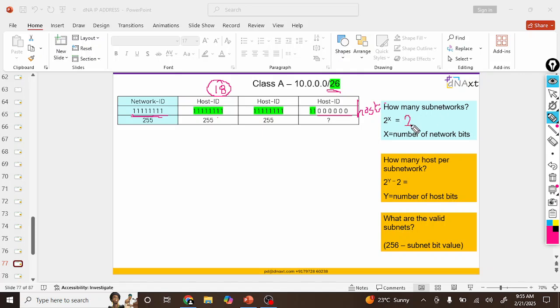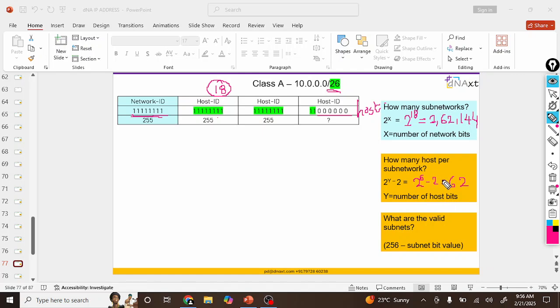That is 2 to the power x, where x is the number of subnetwork bits, and in this scenario there are 18 subnetwork bits. So the total subnetworks you will get is 2,62,144. So you are breaking down your major network into these many subnetworks. How many hosts per subnetwork? That is 2 to the power 6 minus 2. 2 to the power 6 is 64. 64 minus 2 is 62 actual IP addresses which you can assign to your hosts or endpoints.